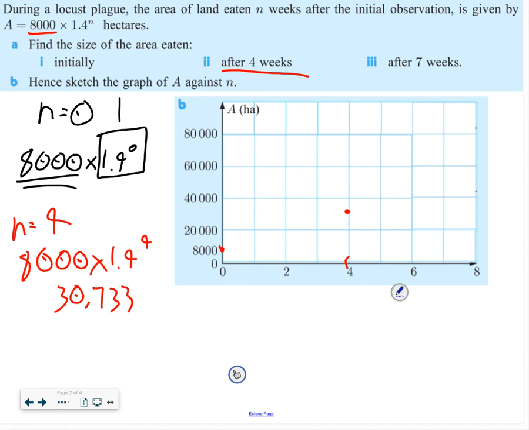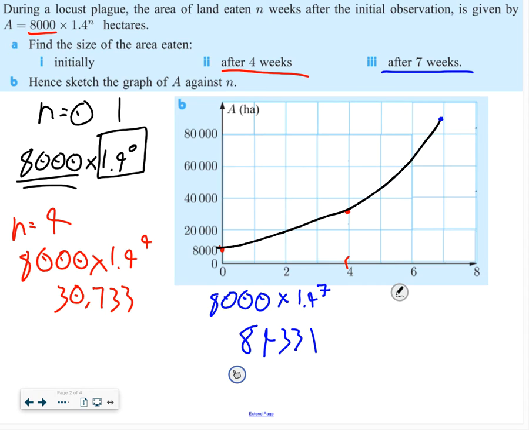Now find it after 7 weeks. So I do 8,000 times 1.4 to the 7th. Putting that into my calculator, we see that this is going to be 84,331. So after 7 weeks, 84,331 is up there, and we get a function of growth connecting our 3 points. So we can sketch our graph.